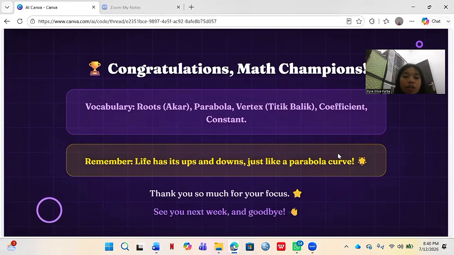To summarize, quadratic functions show that even when our path curves down, we can always find our vertex and climb back up.